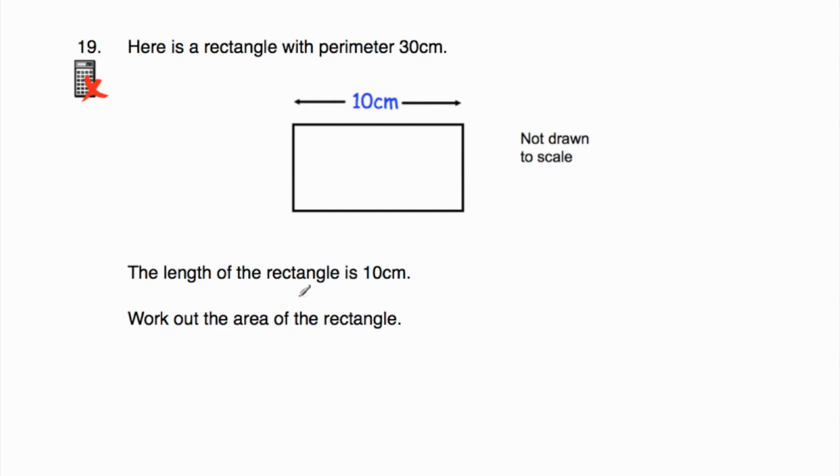So to find the area of the rectangle, we were going to need to do the length multiplied by the width. But we don't know the width yet. So what we need to do is work out the width and then we can do the length multiplied by the width to get the area.